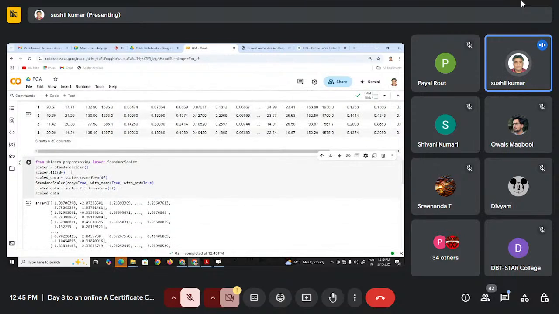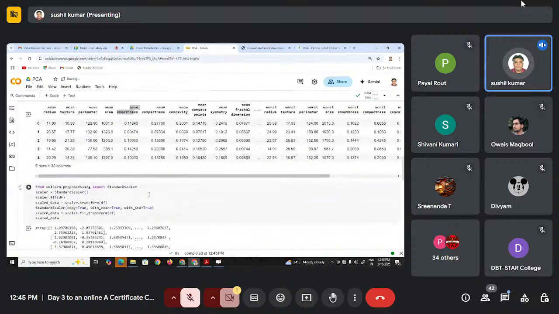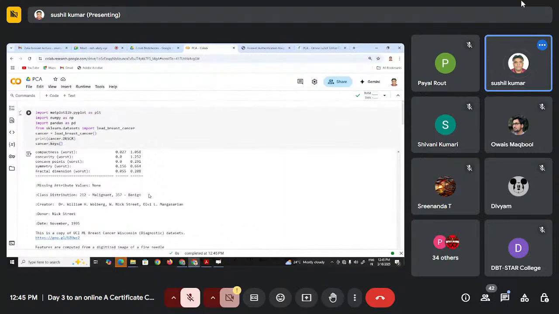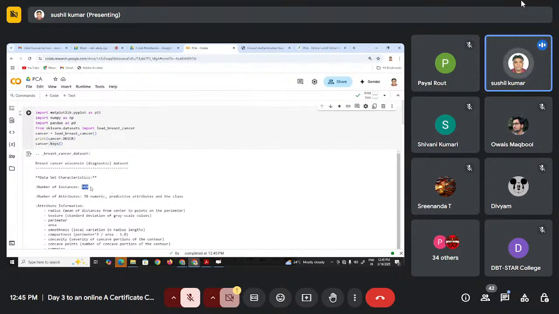From here, I'm standardizing my data, using sklearn preprocessing import, so that the data is scaled. Here I'm using PCA, from sklearn.decomposition import PCA. Already it is available in Python. PCA with n_components equal to 3, I have written here. One more thing I want to tell you: the data set has 569 instances and 30 numeric attributes.